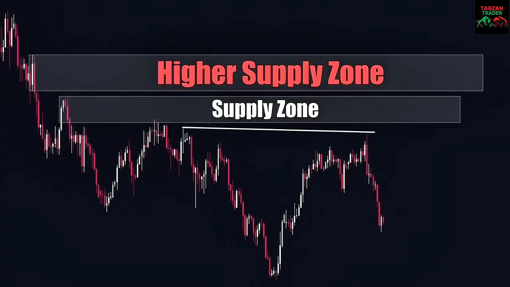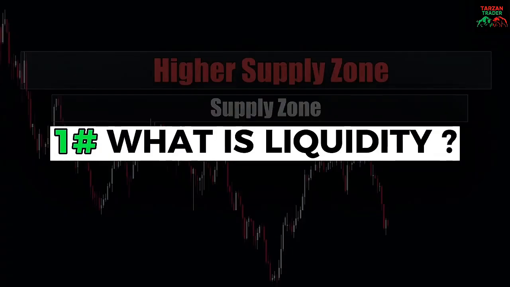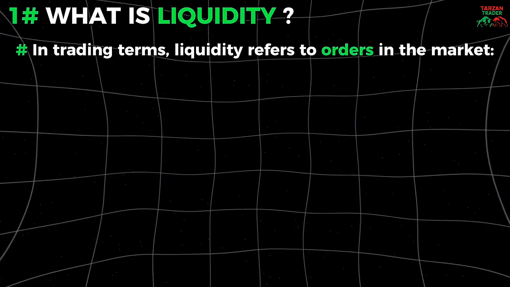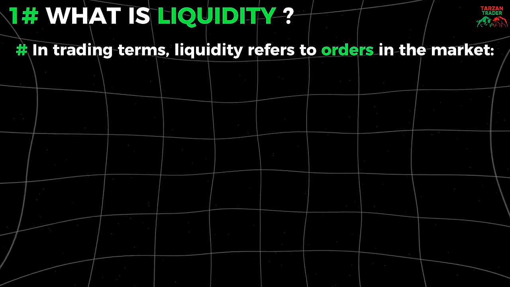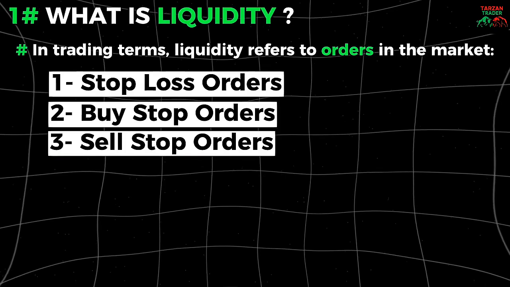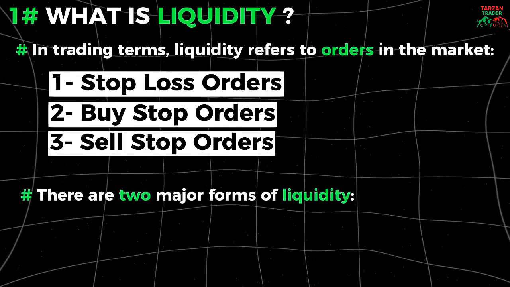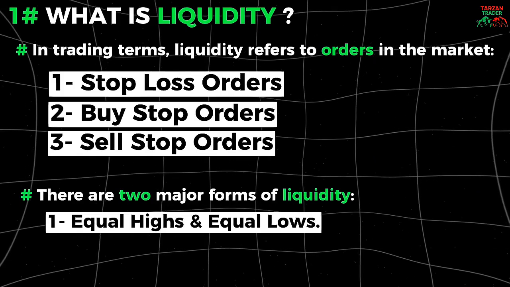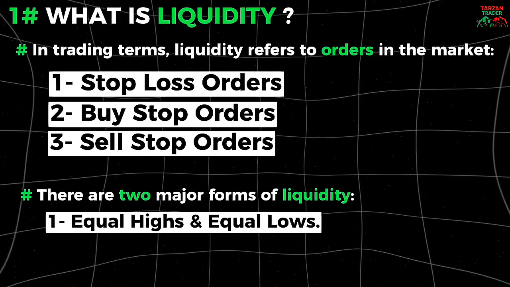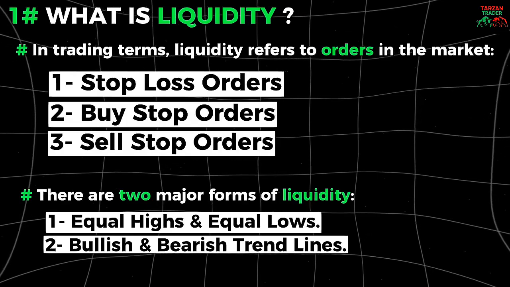Now, before we move to the advanced part, let's make sure we're on the same page about what liquidity actually means. In trading terms, liquidity refers to orders in the market, typically stop-loss orders, buy stops, and sell stops. There are two major forms of liquidity that we'll focus on in this strategy: equal highs and equal lows, which essentially represent support and resistance levels, along with ascending and descending trend lines.